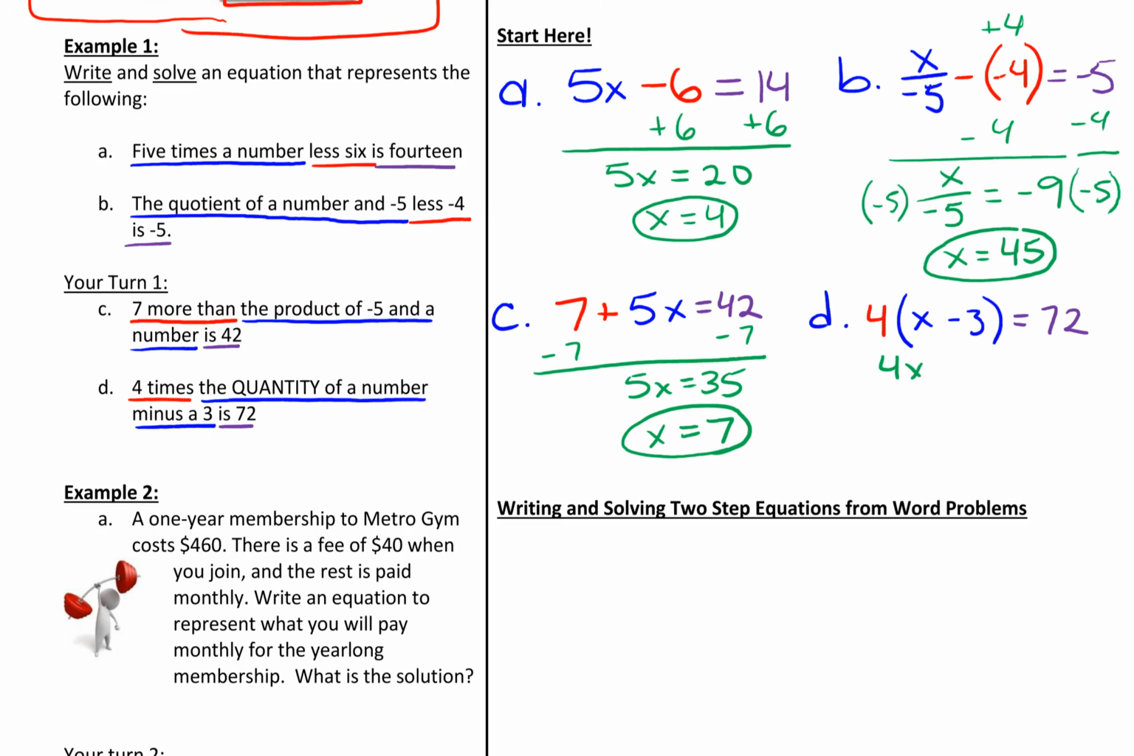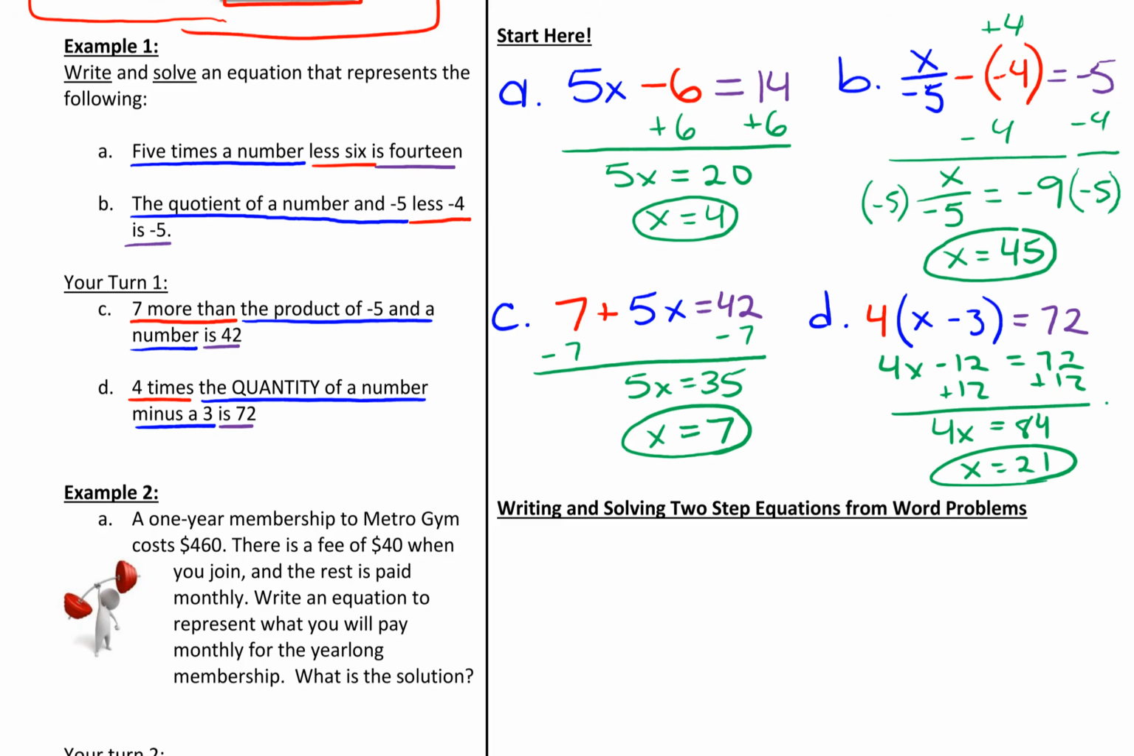So this becomes 4x minus 12 is equal to 72. Add 12 to both sides of your equation to get rid of that 12. 4x is equal to 84, and x is equal to 21.